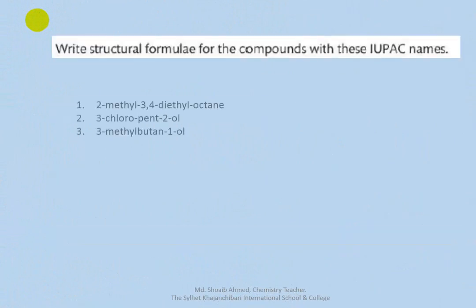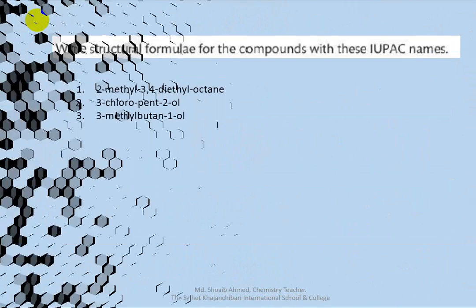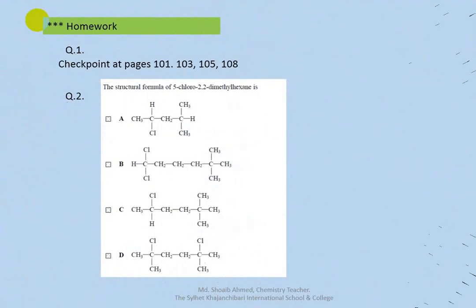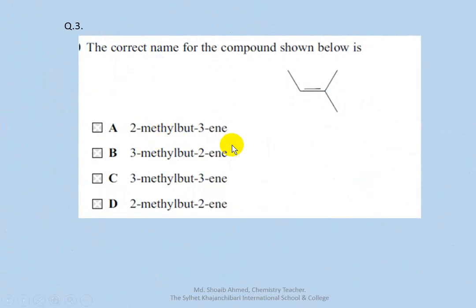Class is going to end. I'll not finish. I'm going to finish class. I'll not discuss more. Okay, this is the homework. Checkpoint at page 100, page numbers 100, 103, 105, in naming and structure formula. Look at them later, this one is homework.